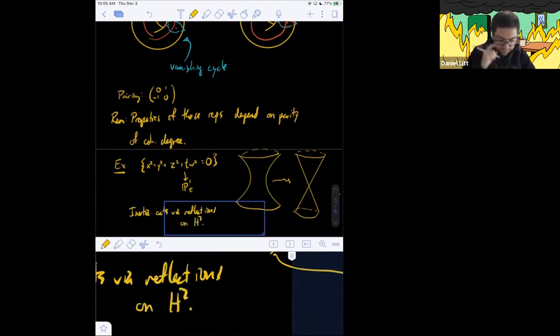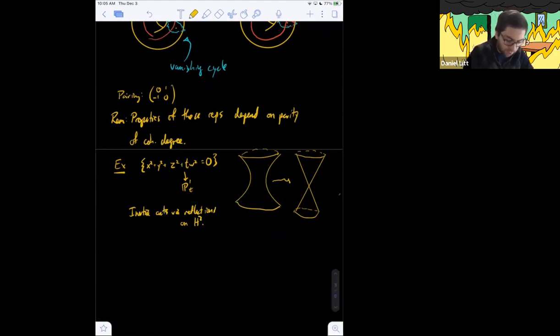On H2. This is an example that's actually easy to compute, and you should try it as an exercise. The point is that the middle cohomology of a quadric is generated by the rulings, by the two lines. So the middle cohomology is two-dimensional, and you should think about what happens when you travel in a circle around t equals 0. You're exchanging the lines. So that's the reflection on H2, which is just the matrix 0, 1, 1, 0.